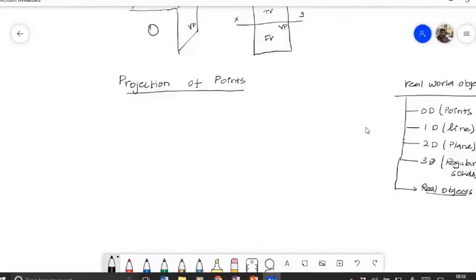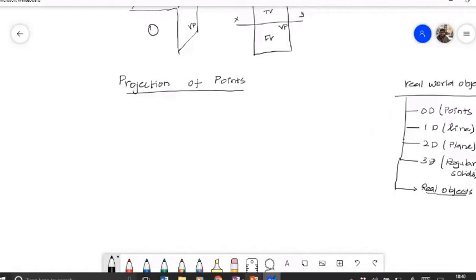The overall objective of this projection is that after the end of the whole two modules, you will be in a position to draw a projection for a real world object, or you will be able to draw the multi views given to you. Okay. So first let's start with the point, projection of a point.